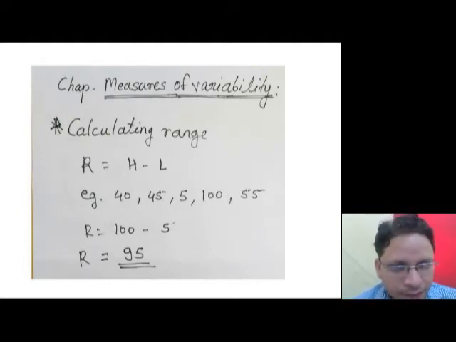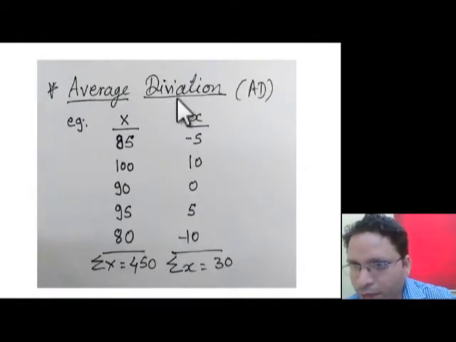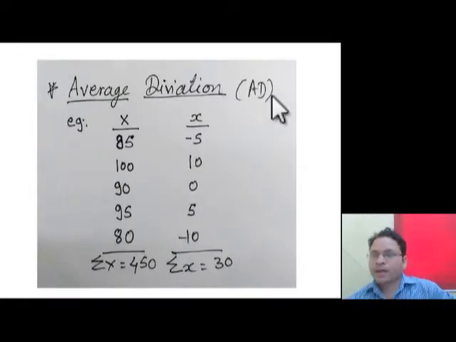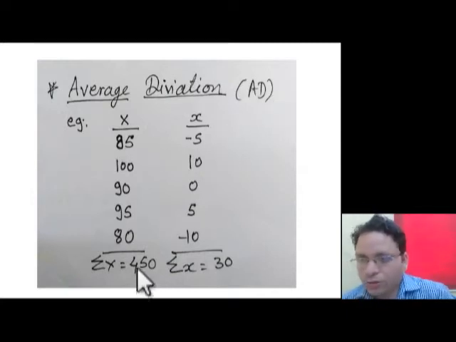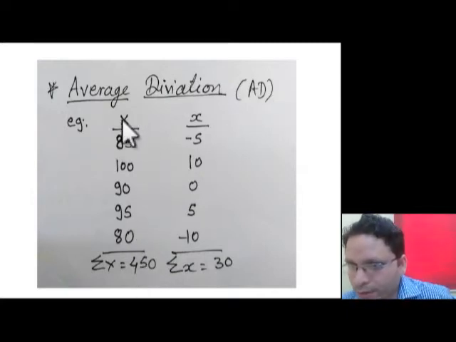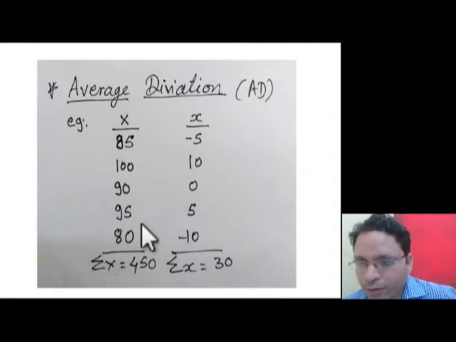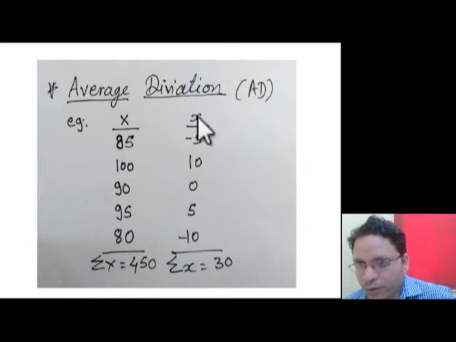Now in the next slide we can see how to calculate the average deviation, AD. When people ask you to calculate average deviation, they give you only this column called X. To calculate average deviation we have to make this column small x, which we can also call X minus X bar. X bar means mean. So how to make this column? To make this small x column we have to calculate the mean of this column first.